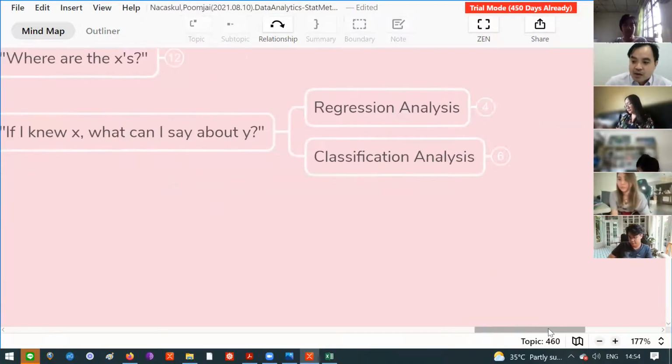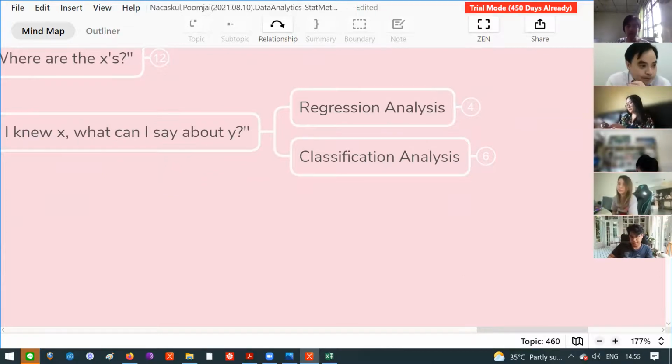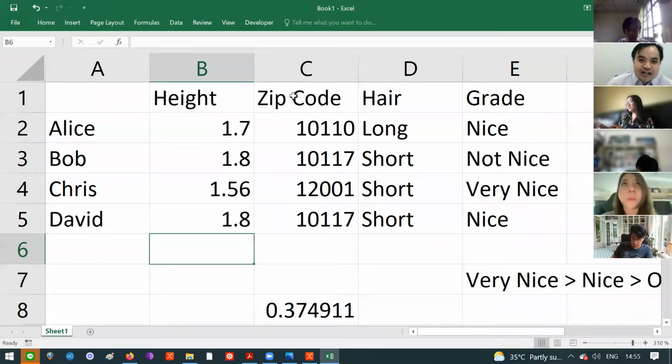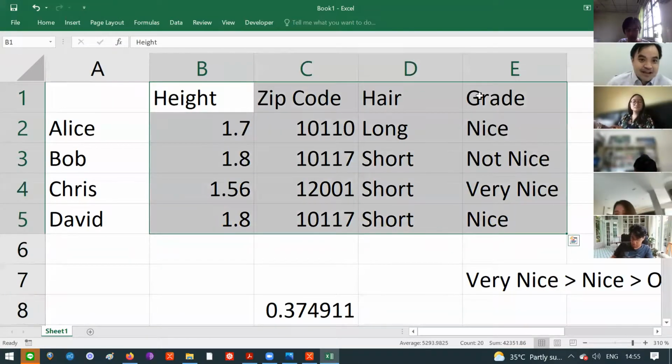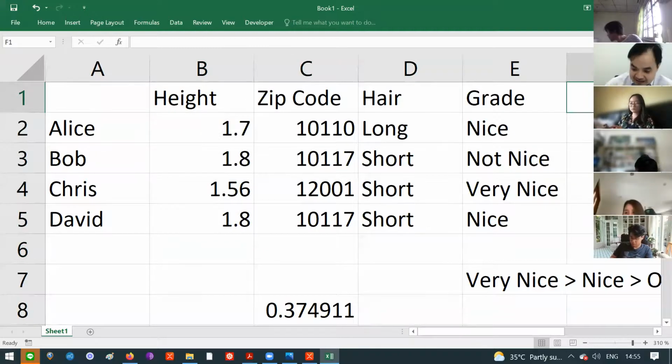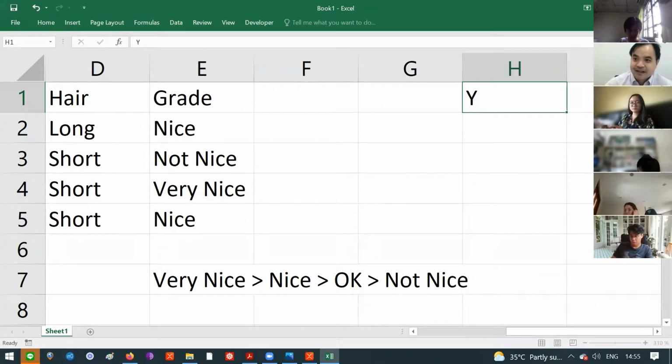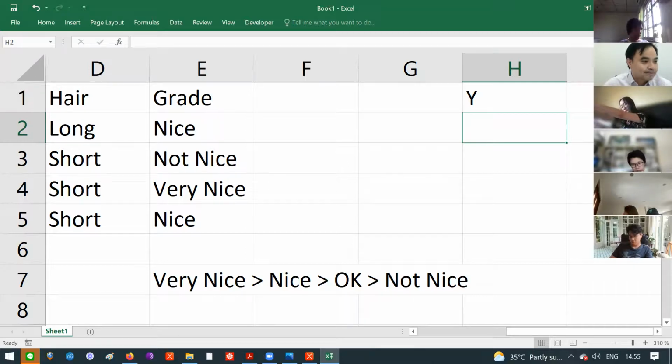And here we have two kinds of problems. Think of it as two kinds of output here. So these are all your X's. And this is a Y. If your Y is numerical, it's a regression problem.